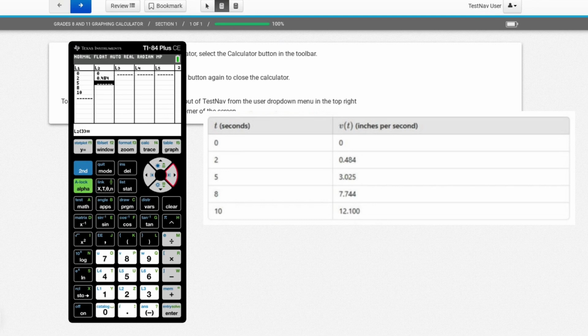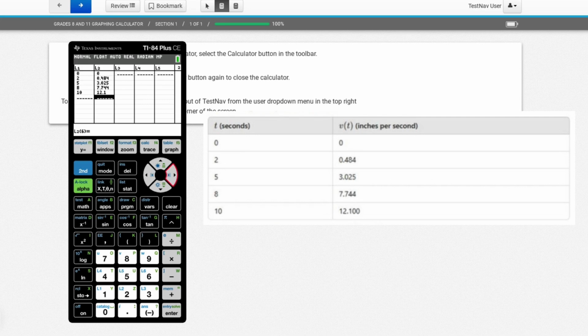0.484, 3.025, 7.1, 7.744, and 12.100, which is just going to be 12.1. So in this problem, if you remember, we were not just asked to find the equation. We were asked to find the equation and then use that equation to do something else.